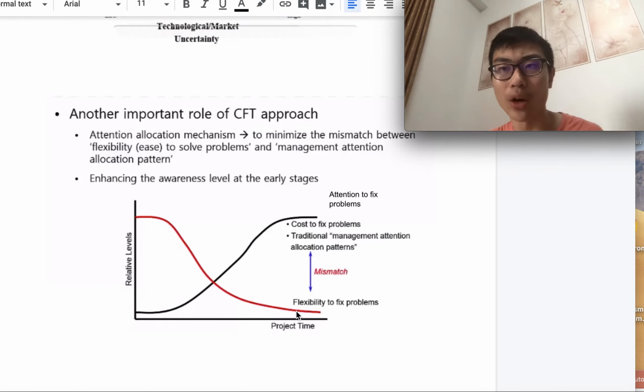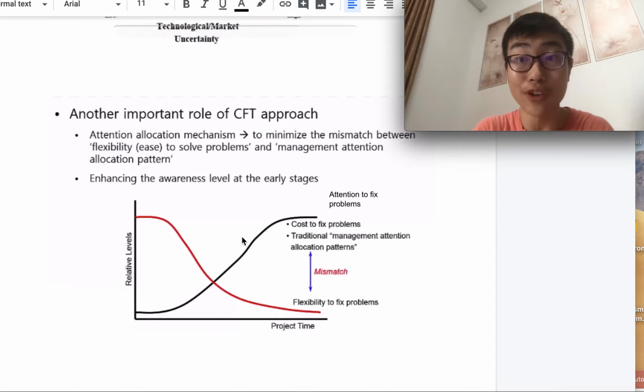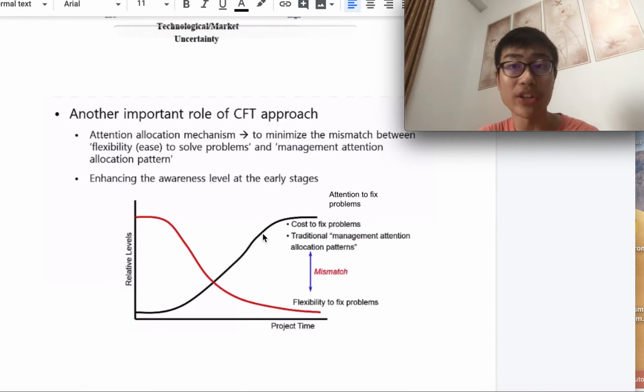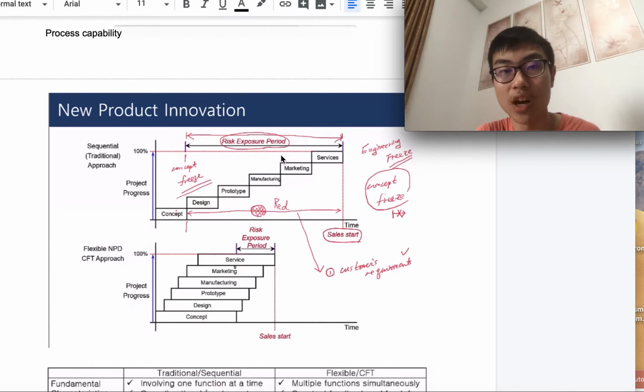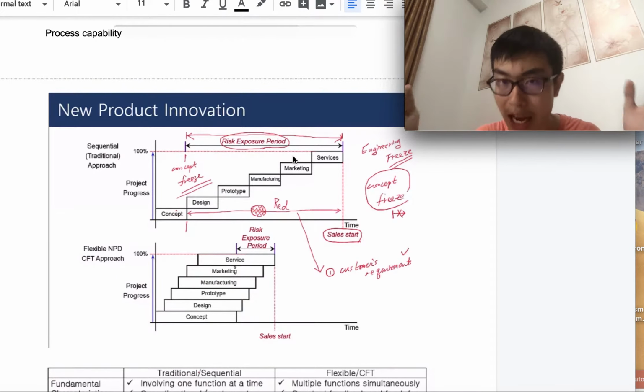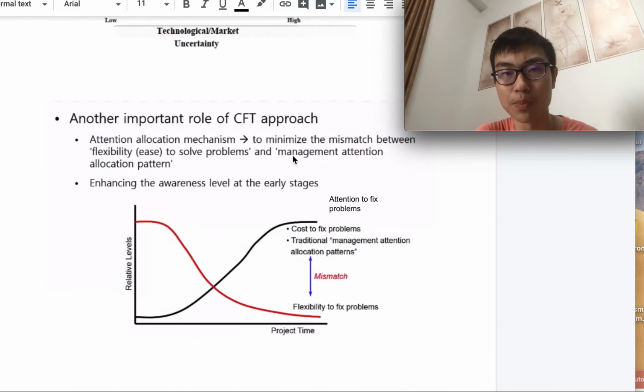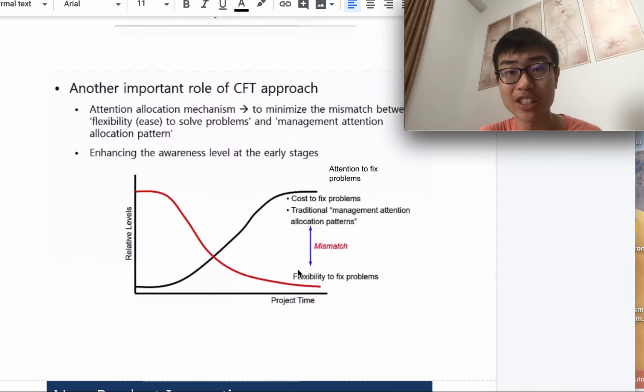So this is also a kind of inspiration for companies to apply CFT, because in CFT, when the project is running, there's always kind of equal flexibility because all departments are working together. There's a much shorter risk exposure period, only within the service stage. While you can see this sequential approach has a long exposure period of risk starting from the design stage to the services stage when products launch in the market. So definitely it's much more risky, and here's a mismatch of flexibility and awareness.